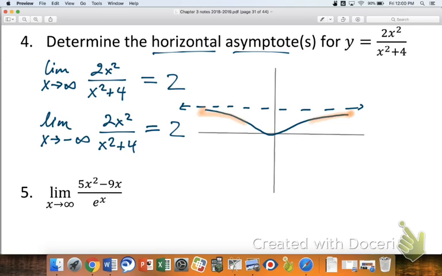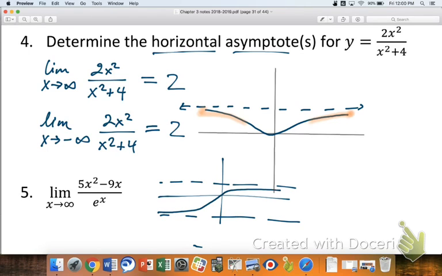Yeah. There are plenty of graphs in which the left and the right hand behavior are different. An example would be arctangent. Arctangent looks like this. For arctangent, the far left edge of the graph, the horizontal asymptote is negative pi over 2. Far right edge of the graph, it's positive pi over 2. So there are certainly plenty of situations where that is the case.